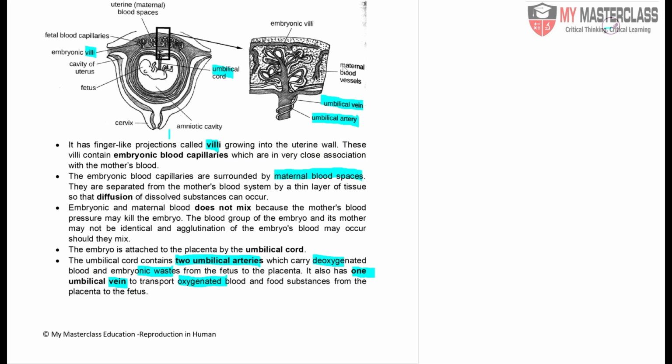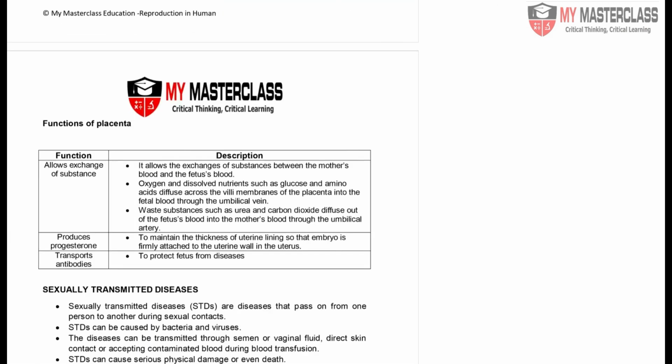The purpose of these blood spaces and the blood vessels is to prevent the mother's blood from mixing with the fetus's blood, in the event that the mother and the fetus have different blood types, as that will lead to agglutination. If you recall the topic on the circulatory system, different blood groups have various antigens and or antibodies.